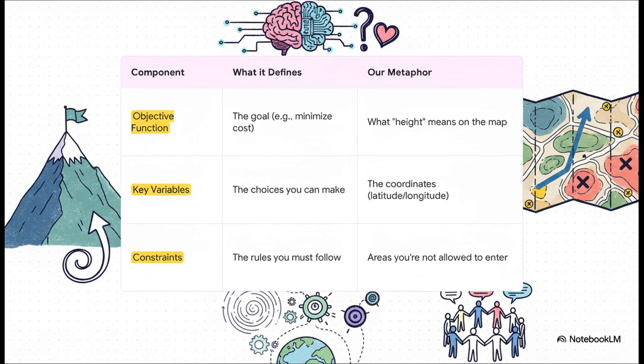First, the objective function. That's your goal. Are you trying to maximize profit, minimize delivery time? In our mountain analogy, this is what height actually means. Next, you've got the key variables. These are all the decisions you can make, like which truck takes which package. Think of those as the coordinates, the latitude and longitude on your map. And finally, the constraints. These are the rules of the game. A truck can only carry so much, or you can't fly through a certain area. These are the off-limits zones on our map.